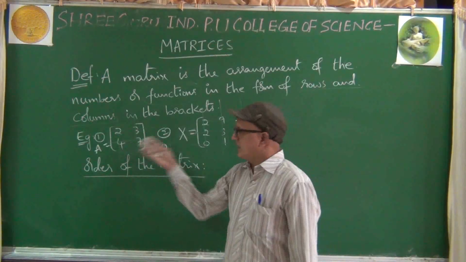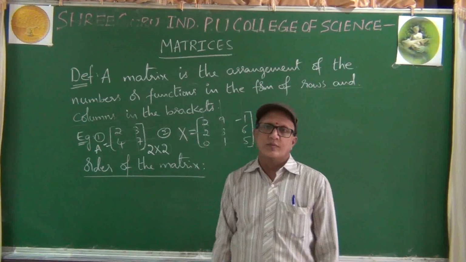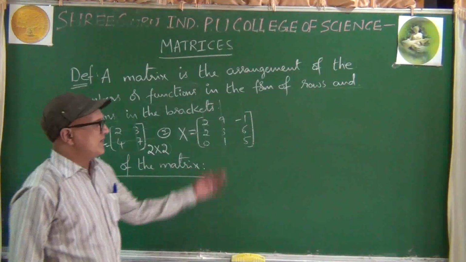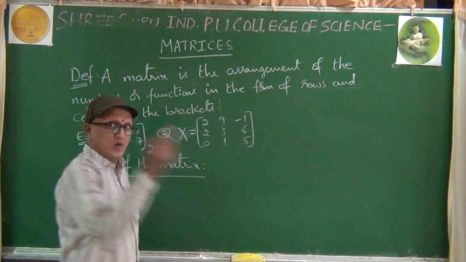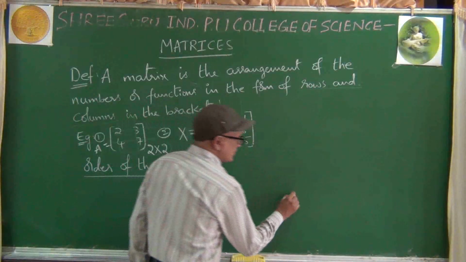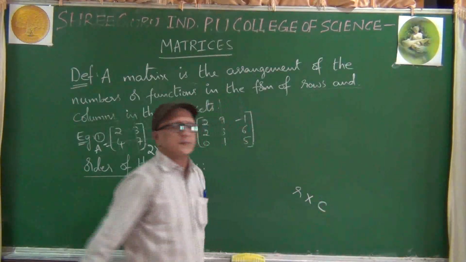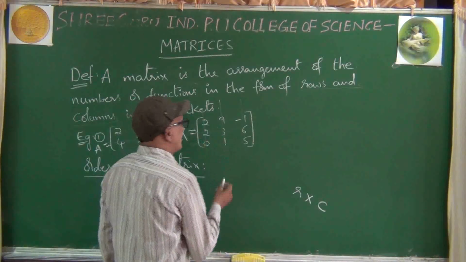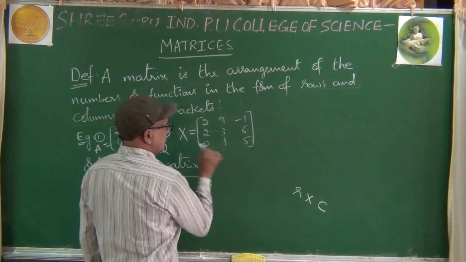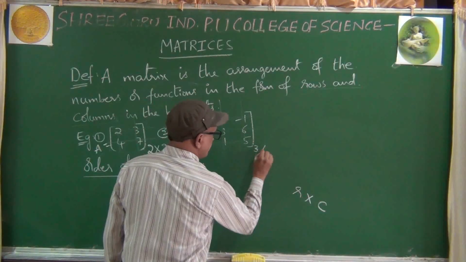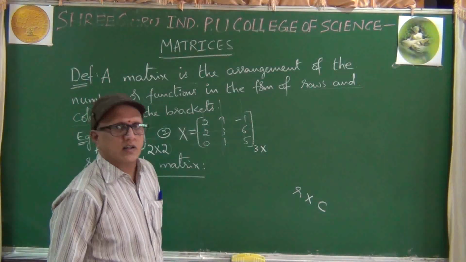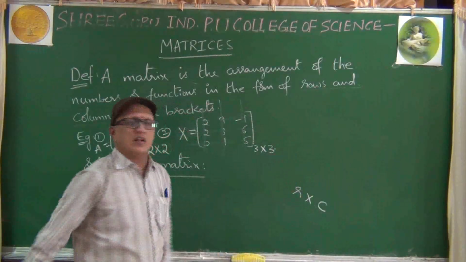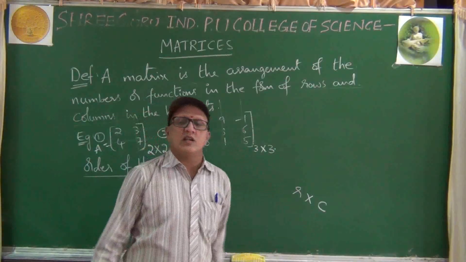What is the order of this matrix? 2 by 2, 2 cross 2. Both are correct. Now, what is the order of this matrix? How many rows are there? First rows, next columns: rows by columns. How many rows are there? First row, second row, third row, 3 rows are there. How many columns are there? First column, second column, third column, 3 columns are there. So it is a 3 by 3 matrix.